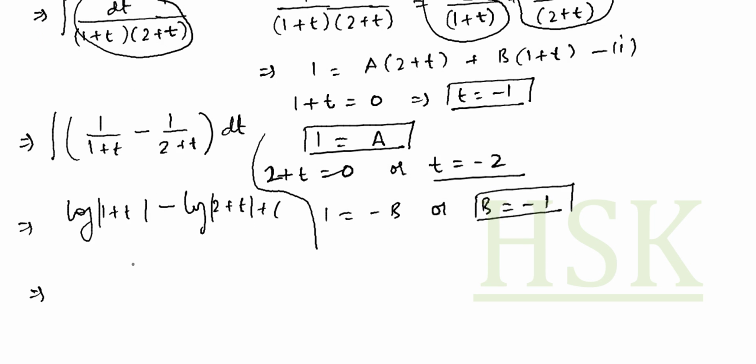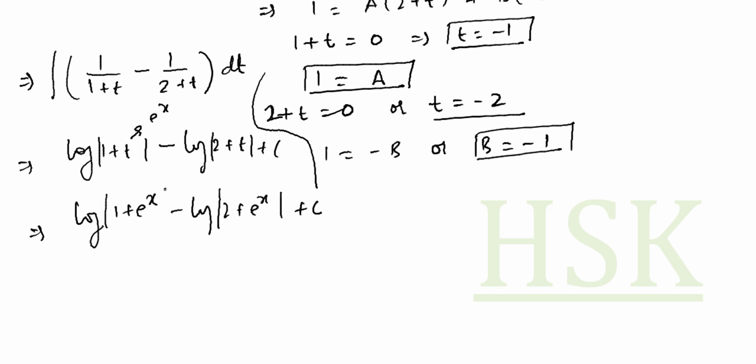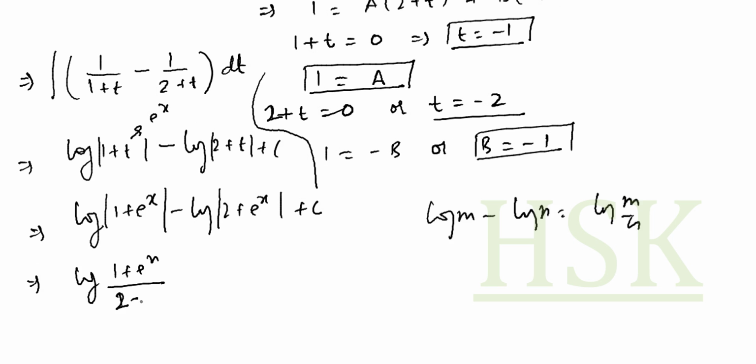Now to obtain the final answer, I'm going to place t as equal to e to the power of x. So I'm going to get log of 1 plus e to the power of x minus log of 2 plus e to the power of x plus c. Applying the formula of log of m minus log of n is equal to log of m upon n, I get this as log of 1 plus e to the power of x upon 2 plus e to the power of x plus c, the required answer.